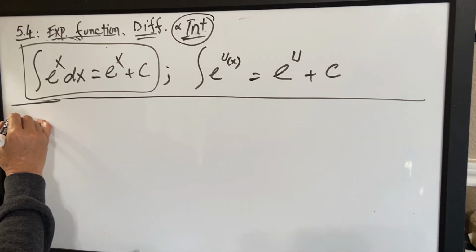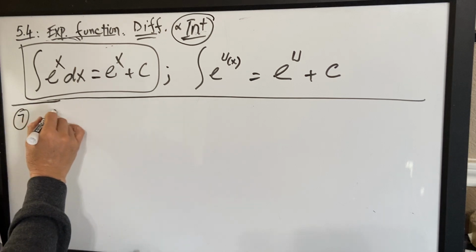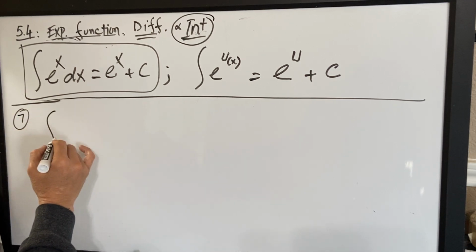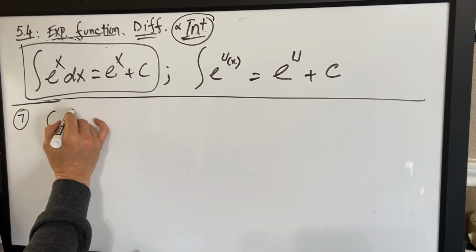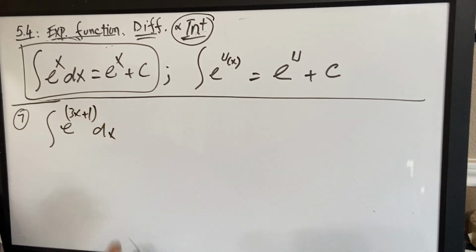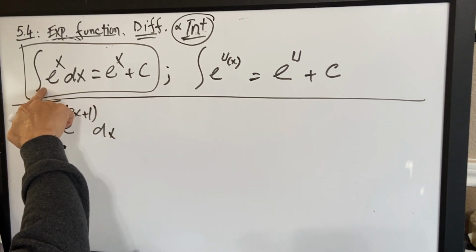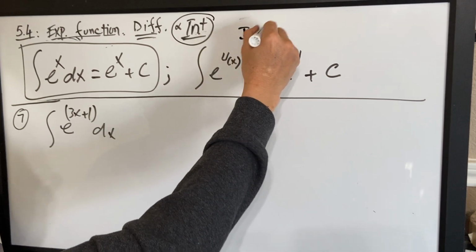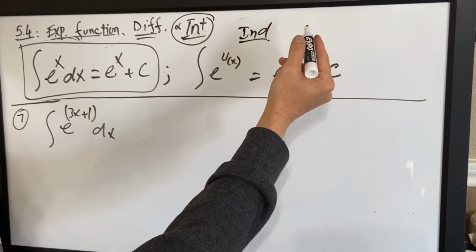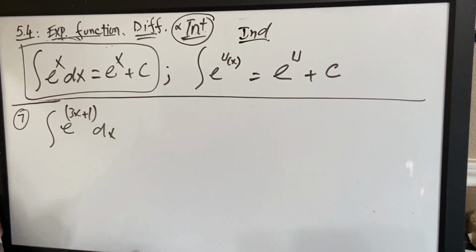Let's look at an example. How about example 7? We are still at section 5.4. In example 7, you have the integral of e to the 3x plus 1 dx, and that's the exponent form right there. Talk to me, y'all. This is called an indefinite integral.